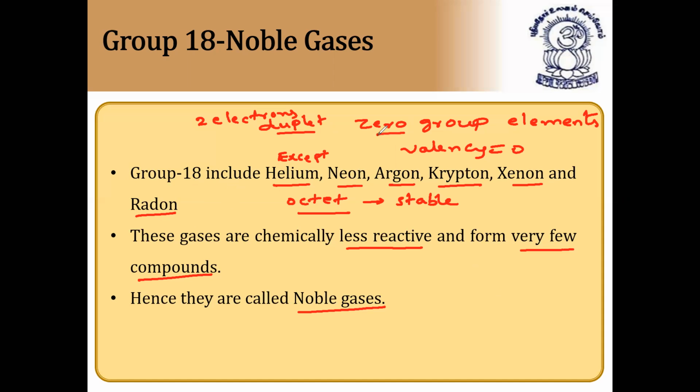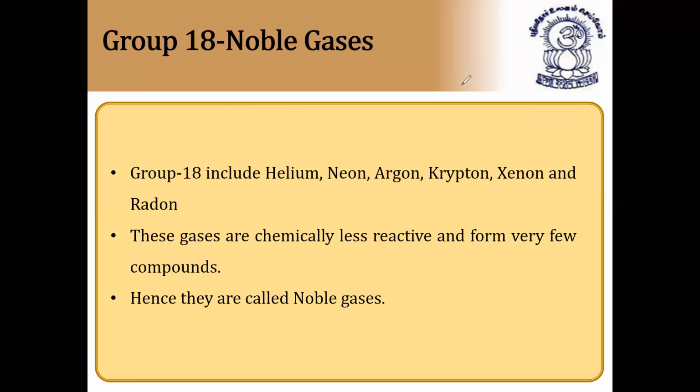These are also called zero group elements because their valence is equal to zero. And all the noble gas elements are monoatomic gases. Their molecules consist of only one atom. So they are called monoatomic molecules. Let us see what are the things we are going to do in this chapter.